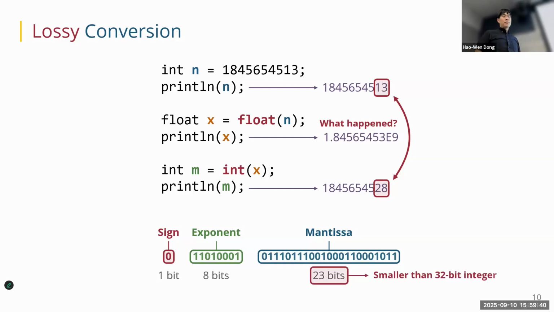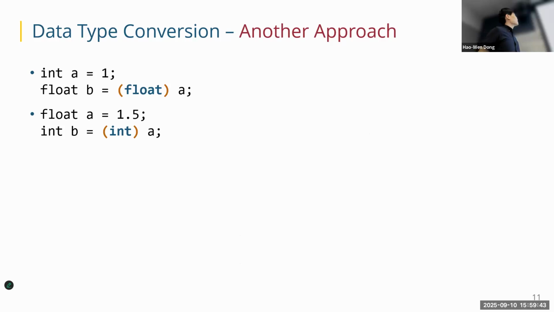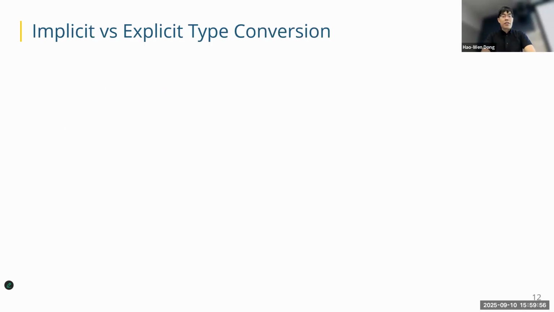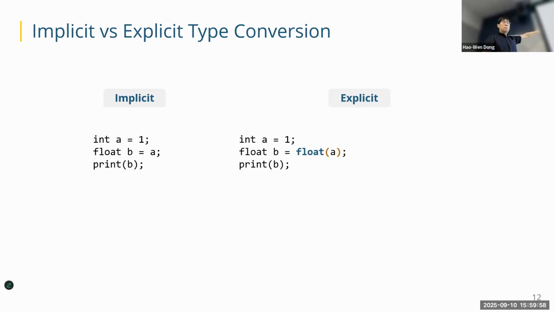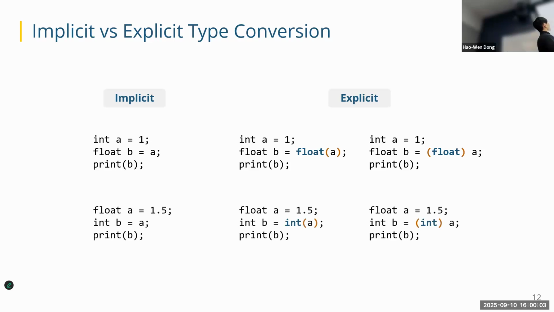Cool. Anyway, this is another way to do data type conversion. You can also write float b equals, with a weird syntax, parentheses float and then a. There are a bunch more details, but I would just quickly go over that. This is what we call implicit type conversion. On the left is something allowed: you have an integer a equal 1, and then float b equals a. Because integer is smaller than float, everything in the integer should be able to be represented as a float, so you can do this.